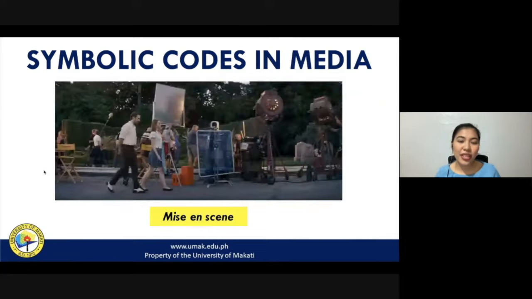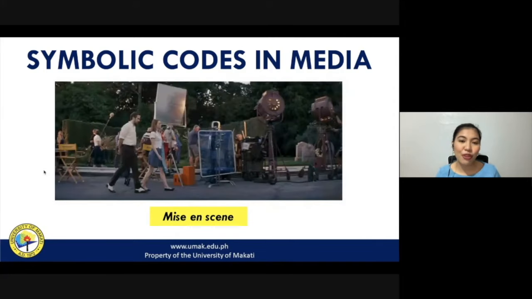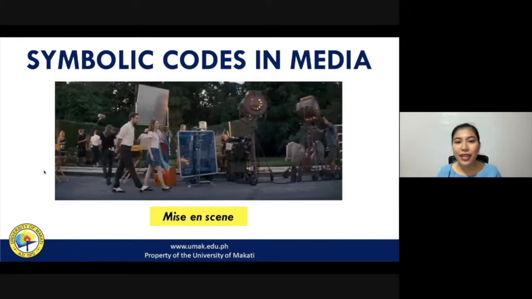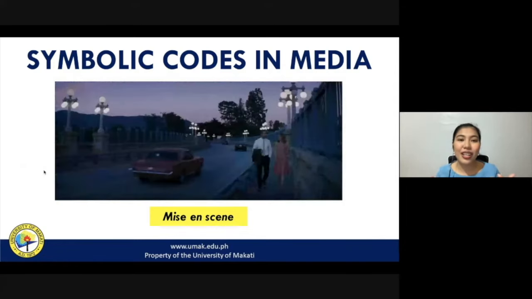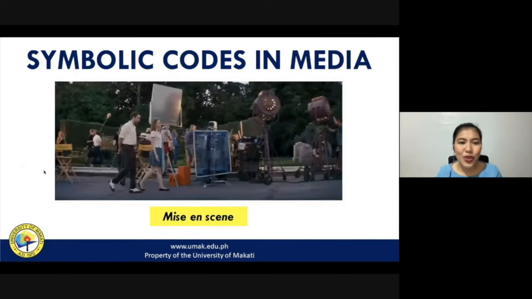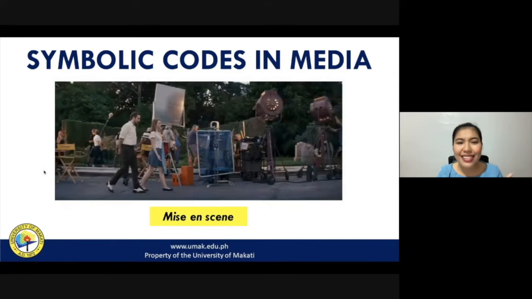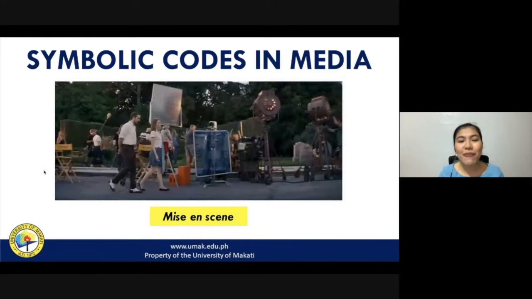Another symbolic code in media is what movie producers or filmmakers would refer to as mise en scène. This is simply the set in which the story takes place. So in a particular movie set where they are trying to film a scene, the characters and the props and other aspects of the set itself are placed strategically because they are representative of specific meanings, or the filmmakers simply want to convey a specific meaning through them.